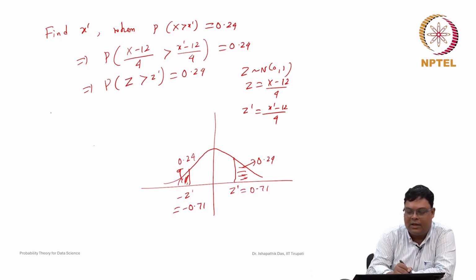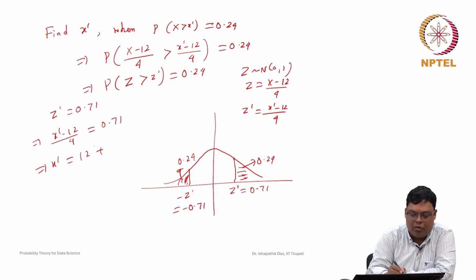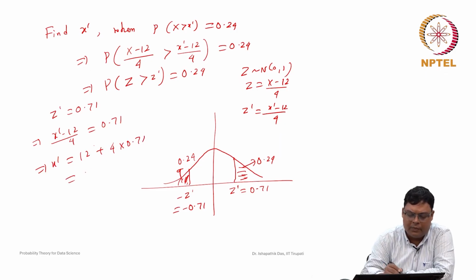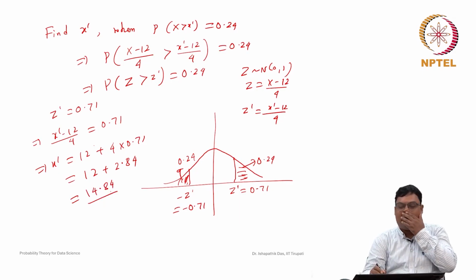So, we got that z dash is equal to 0.71, which implies (x dash minus 12) by 4 is equal to 0.71, which implies x dash is equal to 12 plus 4 into 0.71. So, we just have to compute it. It is 12 plus 4 times 0.71, so 2.84, please check that this is correct. So, this is nothing but 14.84. So, this x dash value is nothing but 14.84.